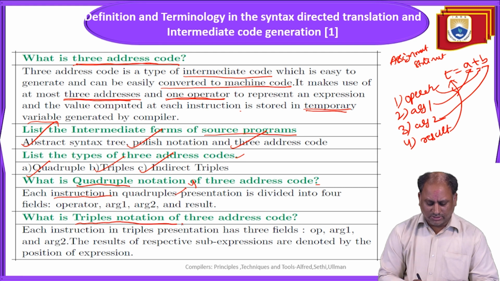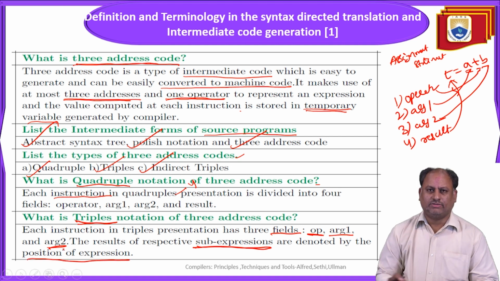Then what is the triple notation of a 3-address code? Here triple notation is represented with the fields operator, argument 1 and argument 2. Here the sub-expressions are denoted by the position of the expression. Previously there were 4 fields, now it is 3 fields, that is operator, argument 1, argument 2. So here, instead of the result, the temporary variable is not stored, and that is to be processed with the help of another name.